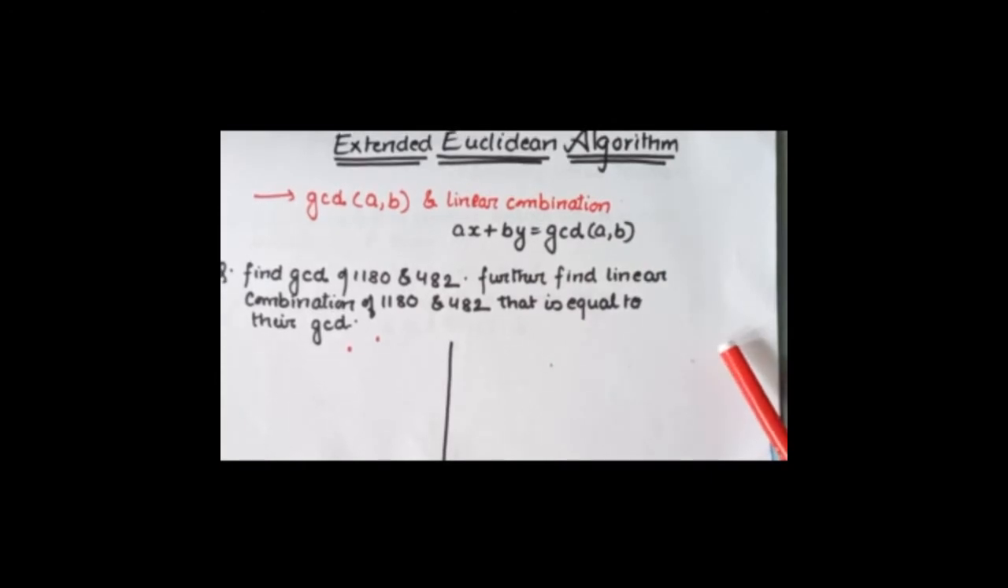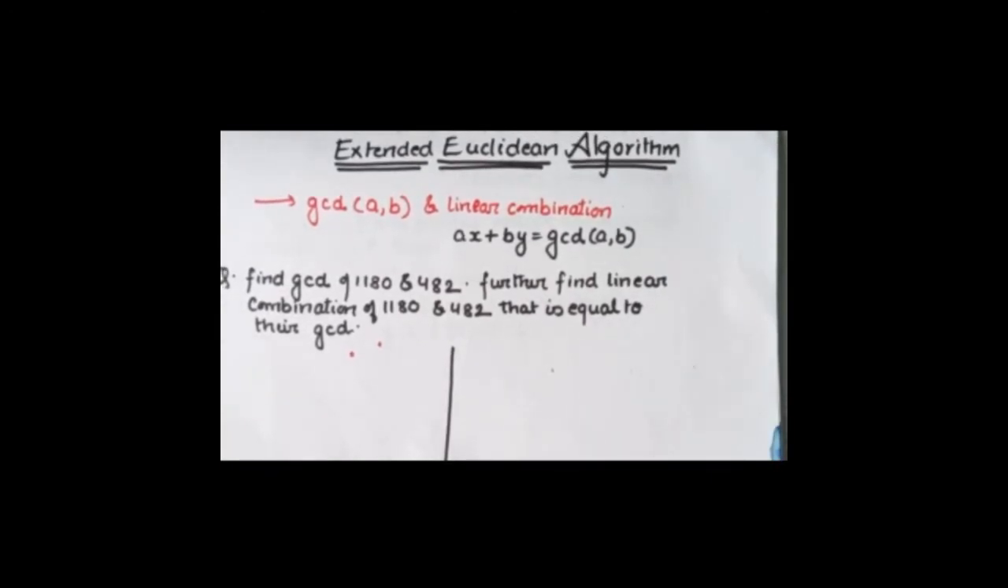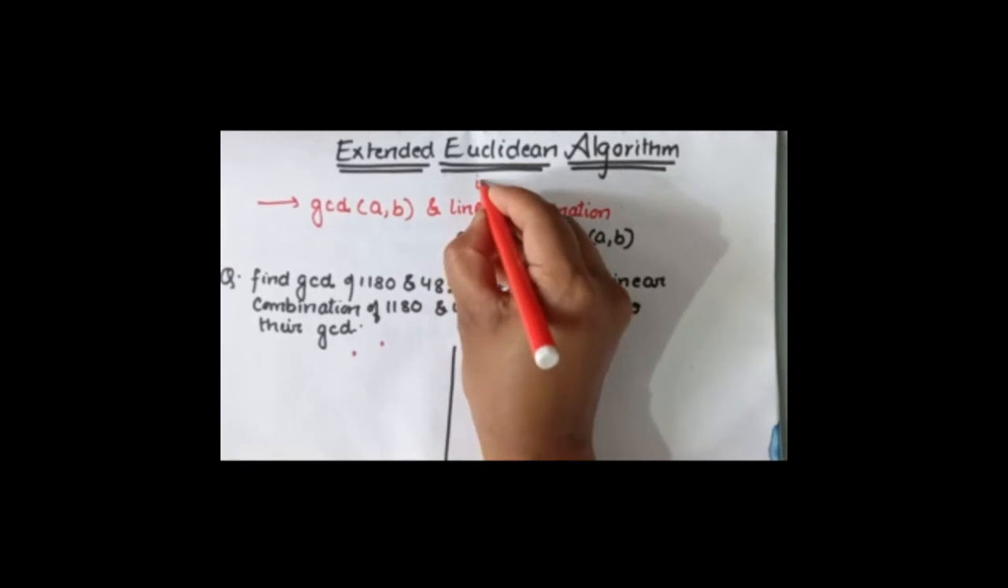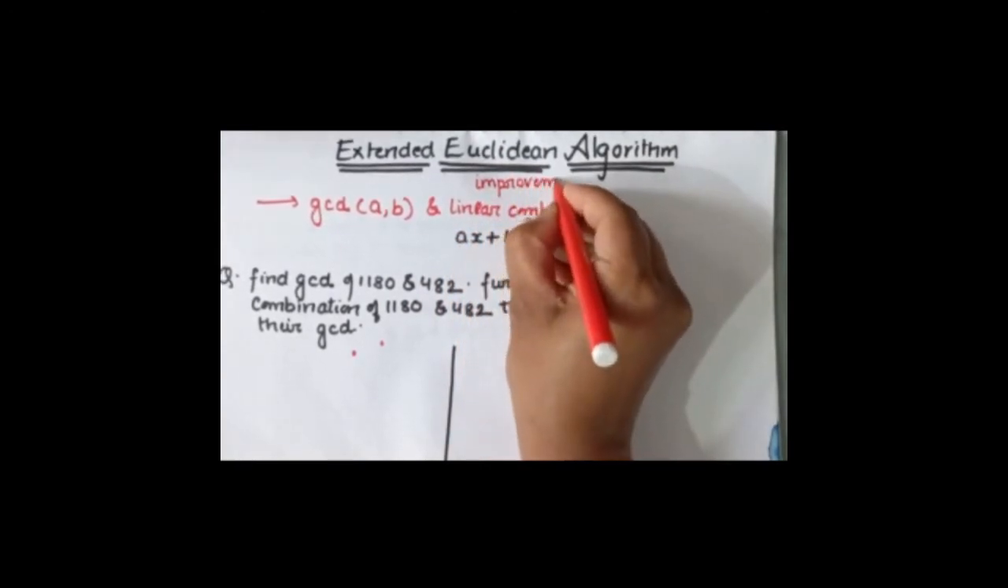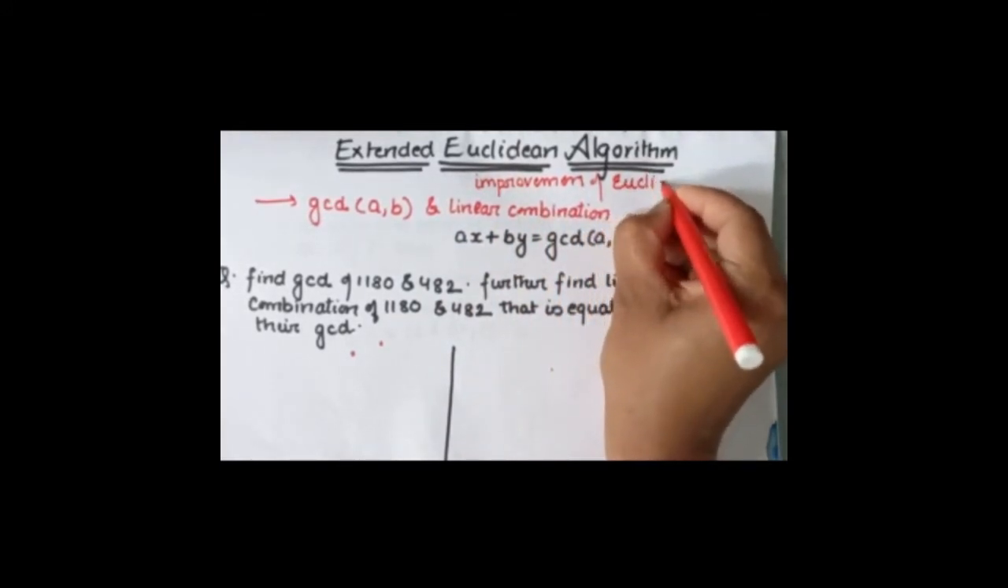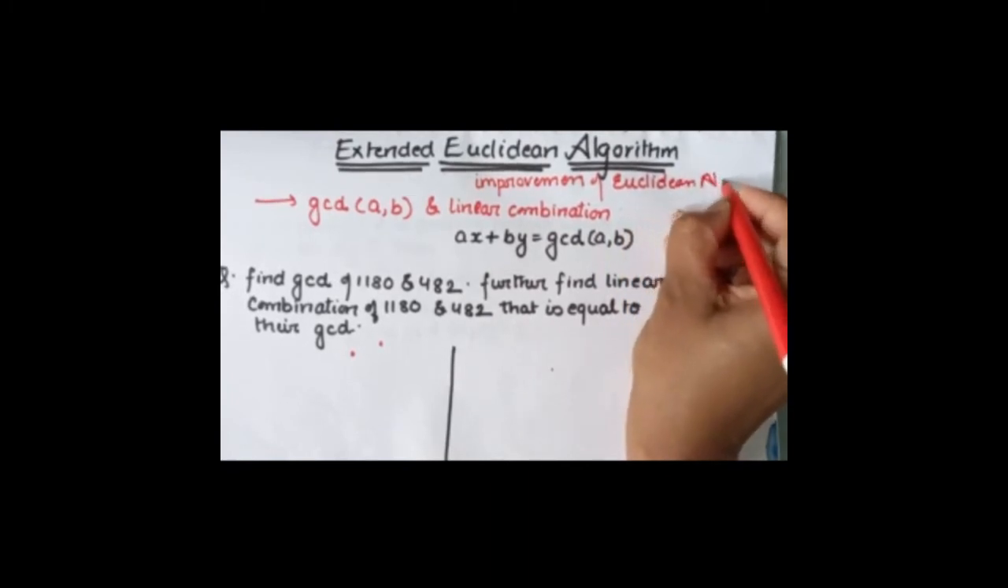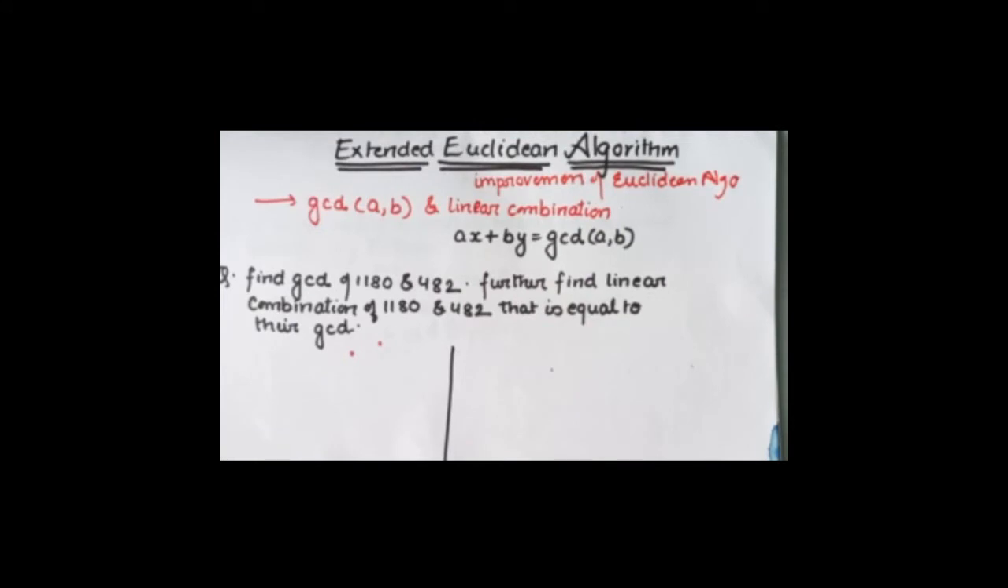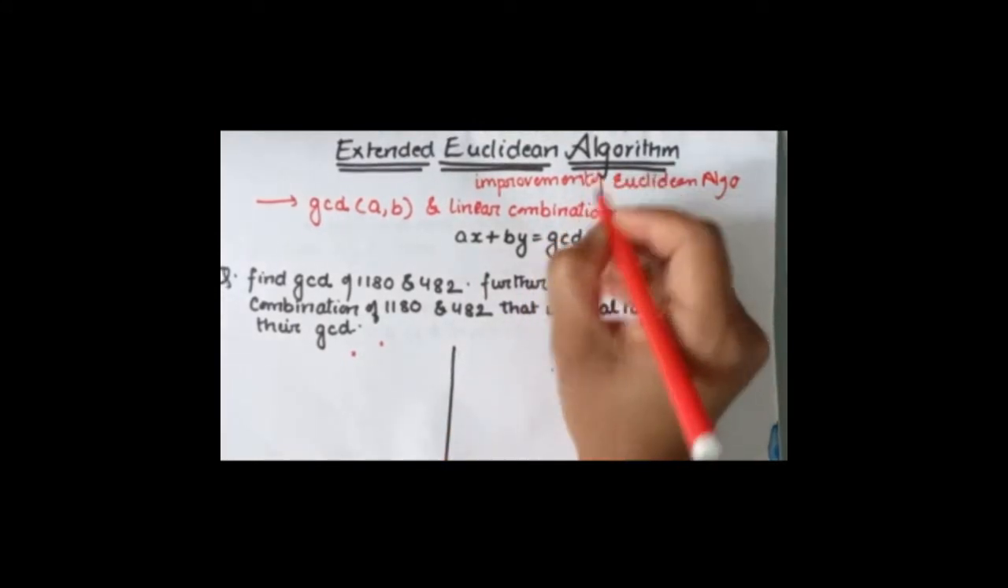Now, what do I mean by extended Euclidean algorithm? This topic is in continuation with the previous topic that we had left in lecture 3, and today we'll be completing that topic. In my lecture 3, I had talked about Euclidean algorithm, and today we'll be discussing extended Euclidean algorithm. Now, the extended Euclidean algorithm is a pure extension, or pure improvement, of Euclidean algorithm.